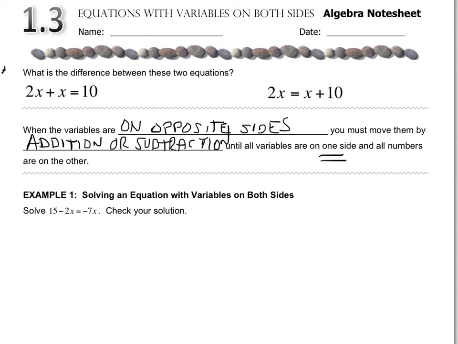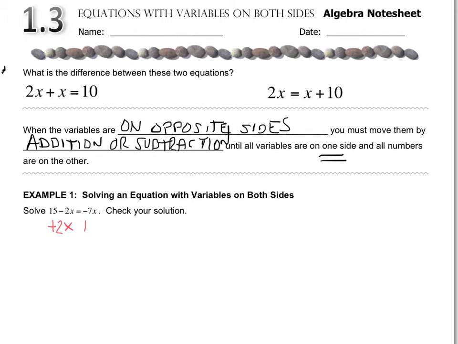So in example 1, we have 15 minus 2x equals negative 7x. Now, it doesn't really matter which way I push the variables. I can either add them both to the right-hand side, or I can collect them both onto the left-hand side. And it really does not matter. It's totally your call. It's something that you'll decide as time goes on which way you think is best for you. In this example, I am going to move my negative 2x to the right.